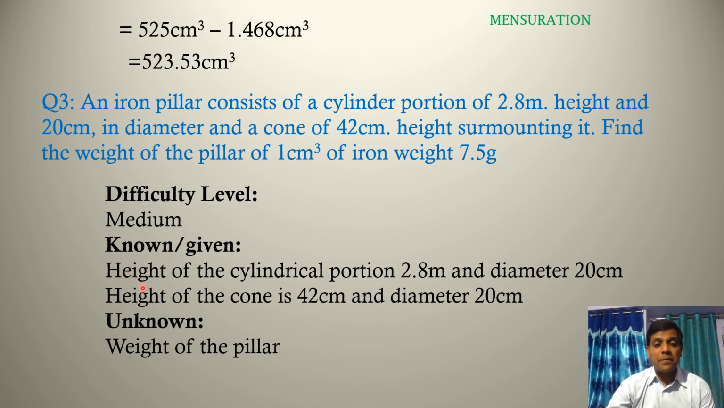And known by given: what is given data? Height of the cylindrical portion 2.8 meters, the diameter 20 centimeters. Height of the cone is 42 centimeters and the diameter 20 centimeters, because the diameter of a cone and diameter of a cylinder both are the same. And what is the unknown value? Weight of the pillar. Next one, reasoning.